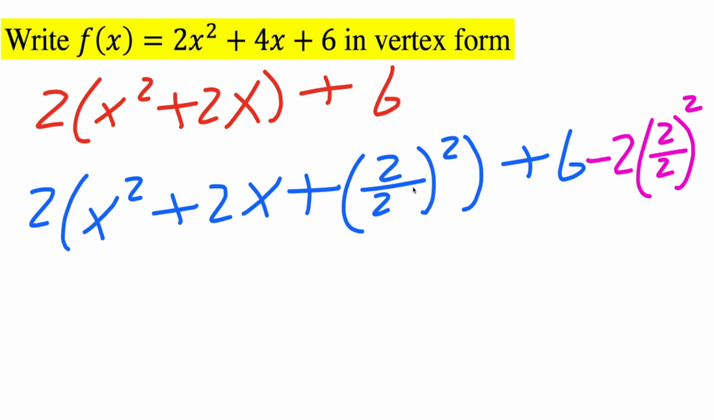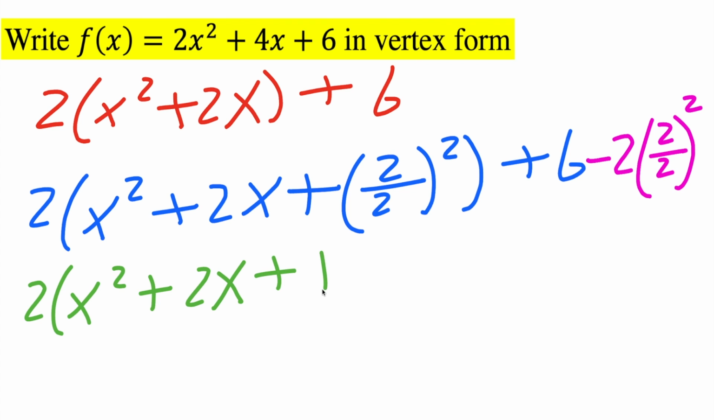So now we just got to clean it up a little bit. So I'm just going to rewrite it. 2 parentheses x squared plus 2x. Now 2 divided by 2 is 1, and 1 squared is 1 times 1, which is 1. Close parentheses plus 6. Again, 2 divided by 2 is 1. 1 squared is 1, but we have a 2 in front, so minus 2. Now think about this again. If you're not clear, this is 2 times 1, which is positive 2, and this is negative 2, so it canceled out.